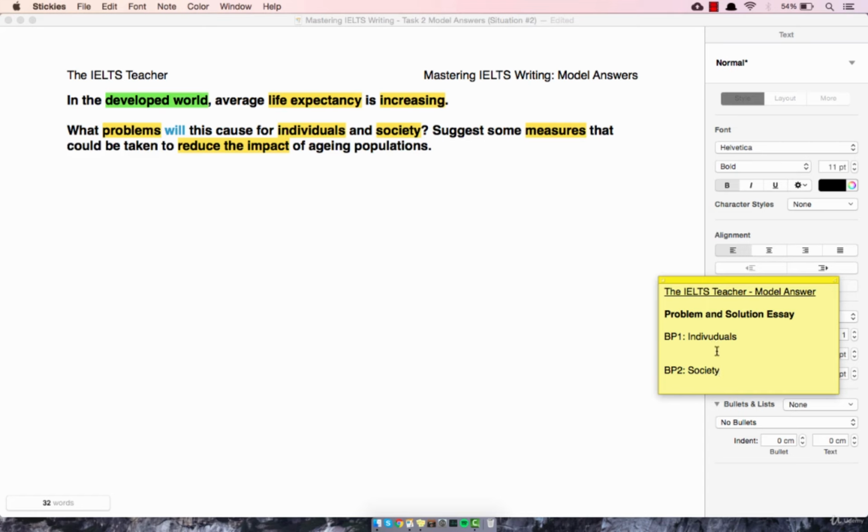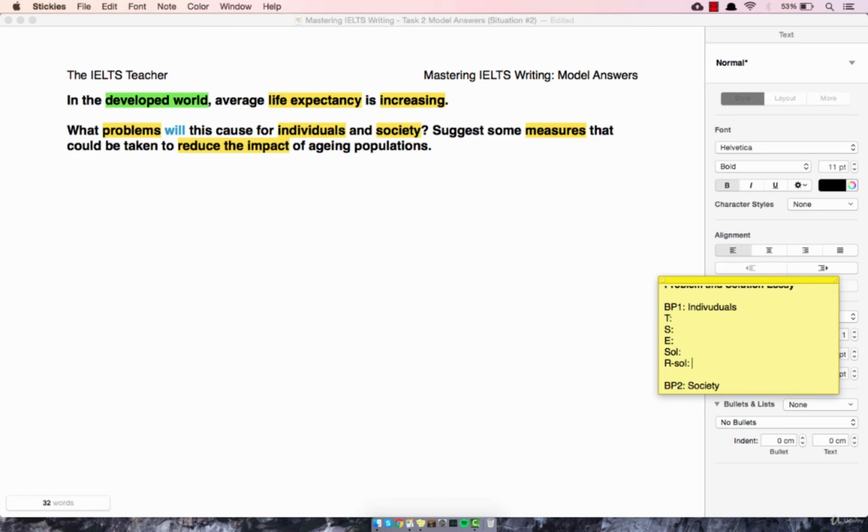So we're going to look at a problem, which will be our topic, our support sentence for that, maybe an example, and then 2 sentences about the solution itself, and then either an explanation for how that solution would work, or more likely a result of the solution. How does the solution help to reduce the impact of the problem, basically?